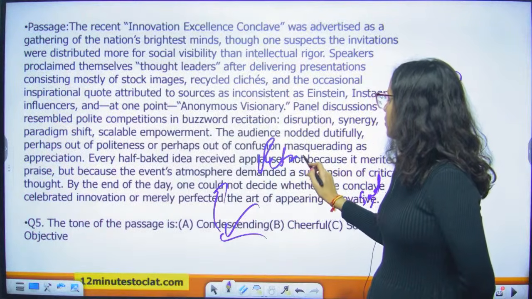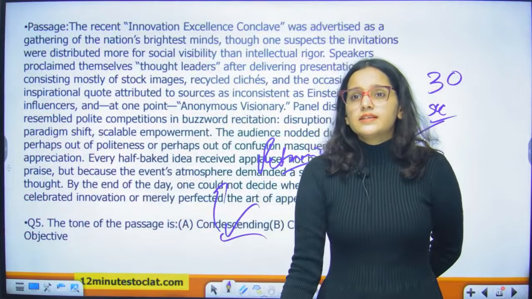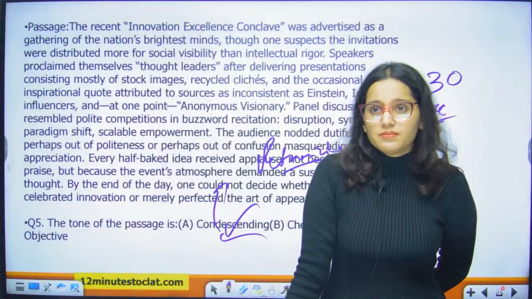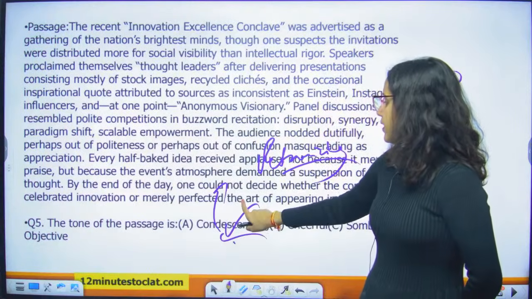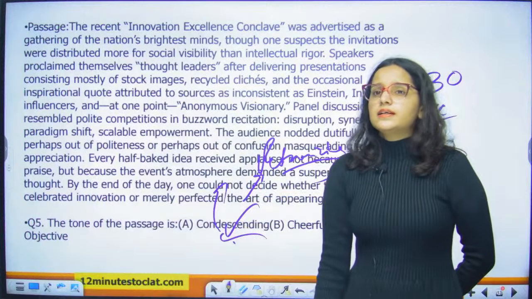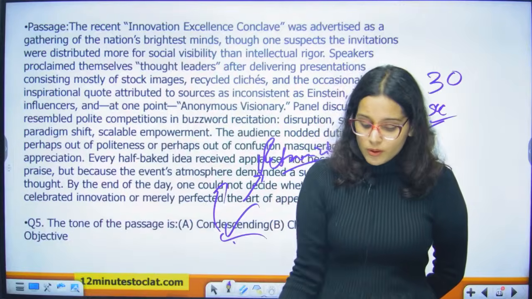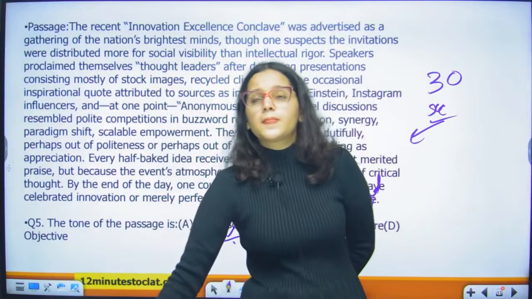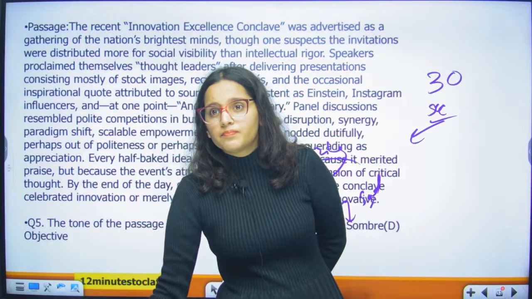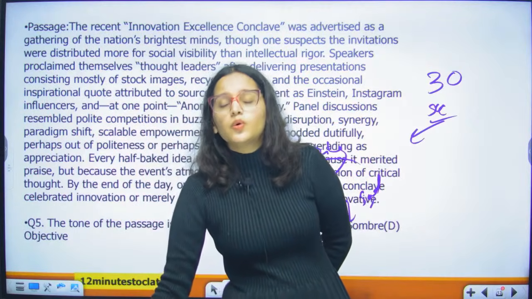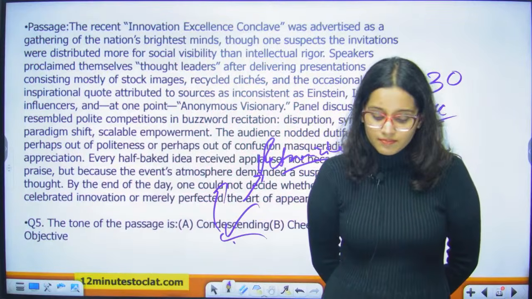Who will tell me what is patronizing? Tell me in the chat what is patronizing. Yes, elimination method. Very good, Pratham. Now, see, this condescending is very similar to patronizing. Tell me in the comment what is patronizing. Do we know what is patronizing? Good, good, good. What is patronizing?